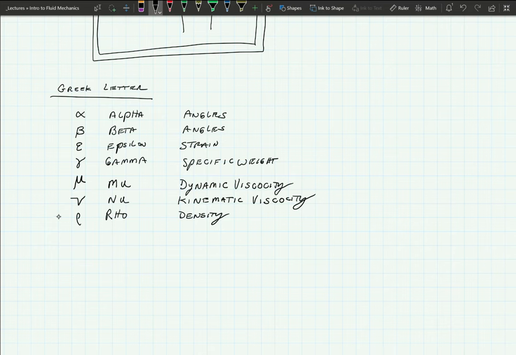Yeah, so actually you could do that. Kind of like that, maybe. All right, this one you've seen before. Sigma. And this is normal stress. Tau. And that one is shear stress. Okay. Delta.